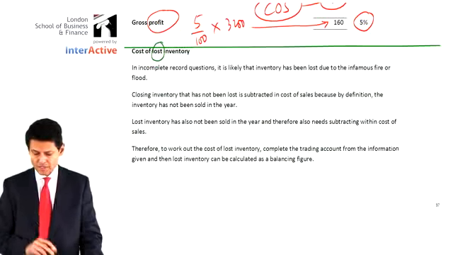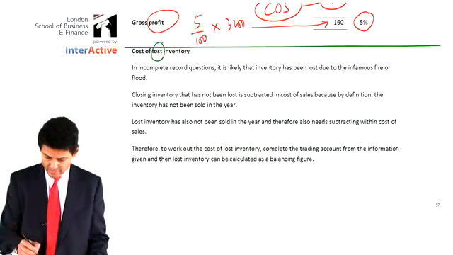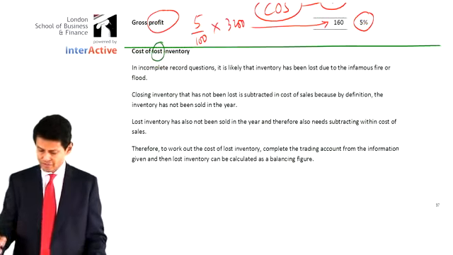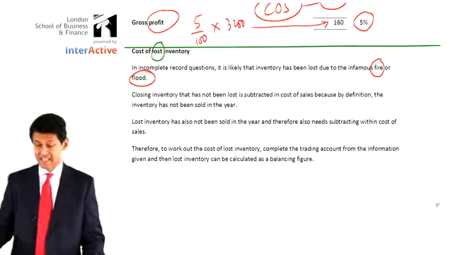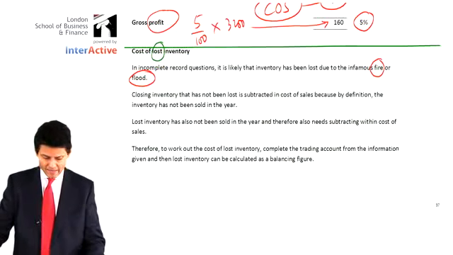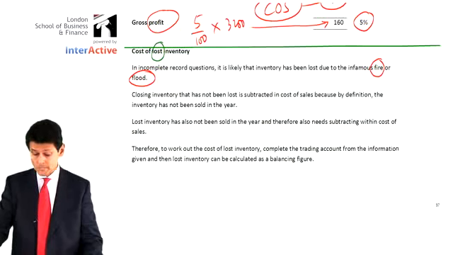In incomplete records questions, it is likely that inventory has been lost due to the infamous fire or flood. So a fire or flood seems to occur quite a lot in examination questions, as we were saying. The closing inventory that has not been lost is subtracted in cost of sales because by definition the inventory has not been sold in the year. Let's read that again. Closing inventory that has not been lost is subtracted in cost of sales because by definition the inventory has not been sold in the year.